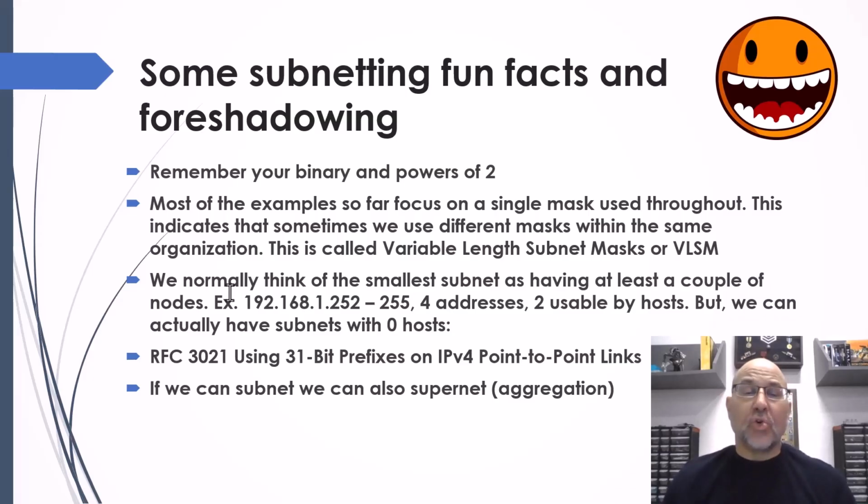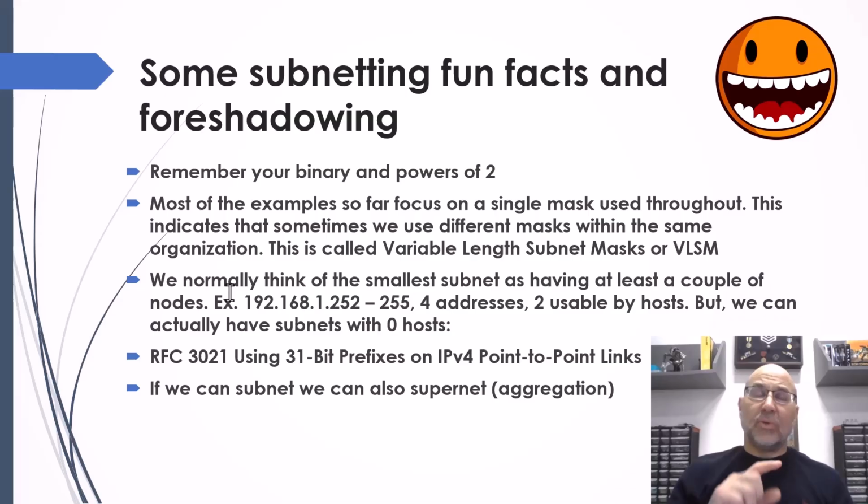Another fun fact, normally we think of the smallest subnet that's possible as having at least a couple of addresses for nodes. So for example, a very small subnet would be 192.168.1.252 to 255. So the mask would be 255.255.255.252. That only gives us 4 addresses, right?